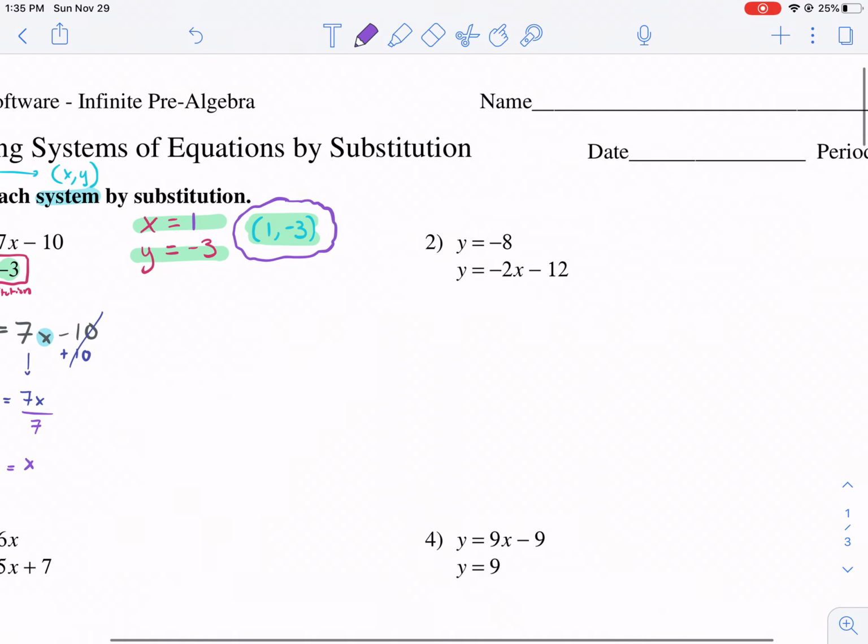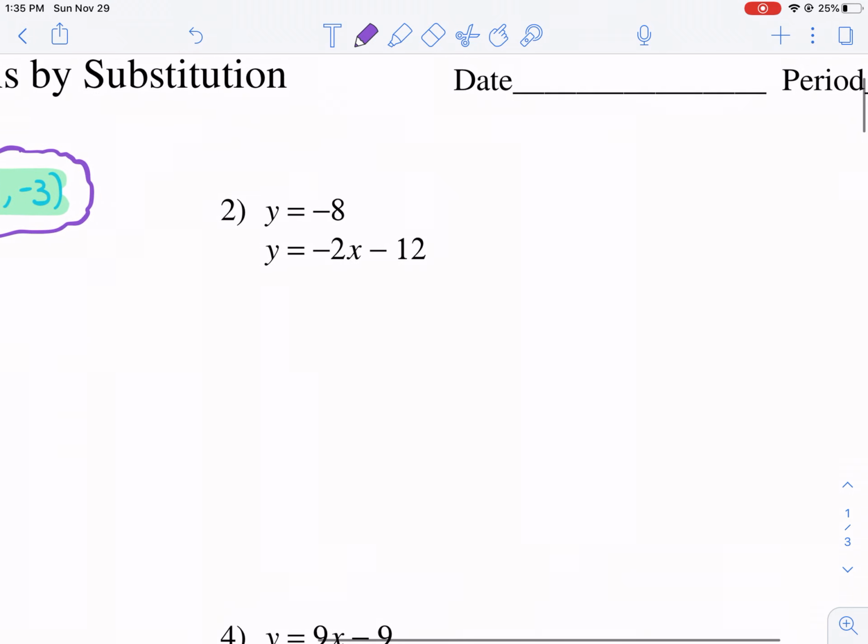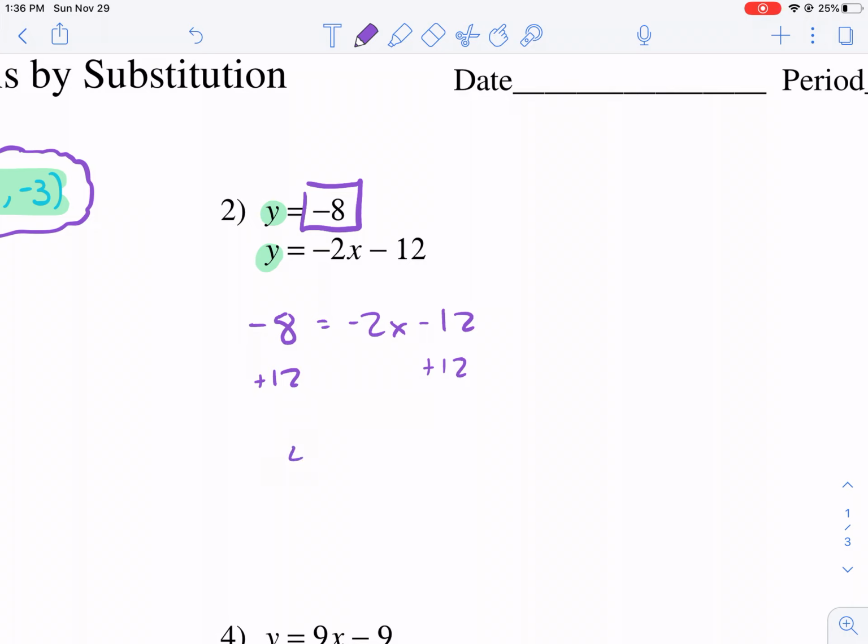All right, let's do another example. Hopefully you can start seeing how we do this. I have y equals -8, y equals -2x minus 12. I like to put a box around it. I want to replace y with -8. So instead of writing y, I'm going to write -8 equals -2x minus 12. Now I have a two-step equation. I'm going to add 12, and I get 4 equals -2x. I'm going to divide both sides by -2 to get the x alone, and I get x equals -2.